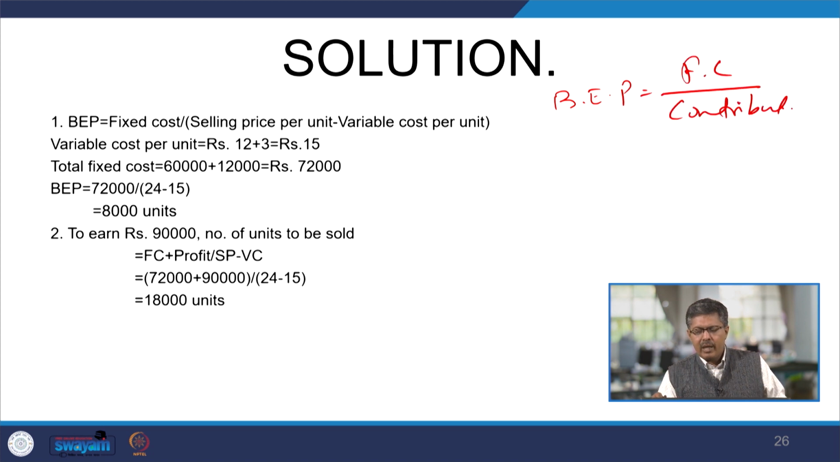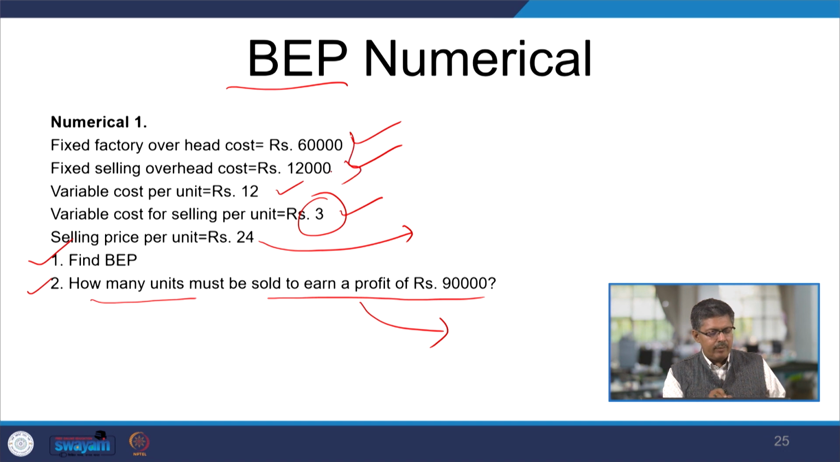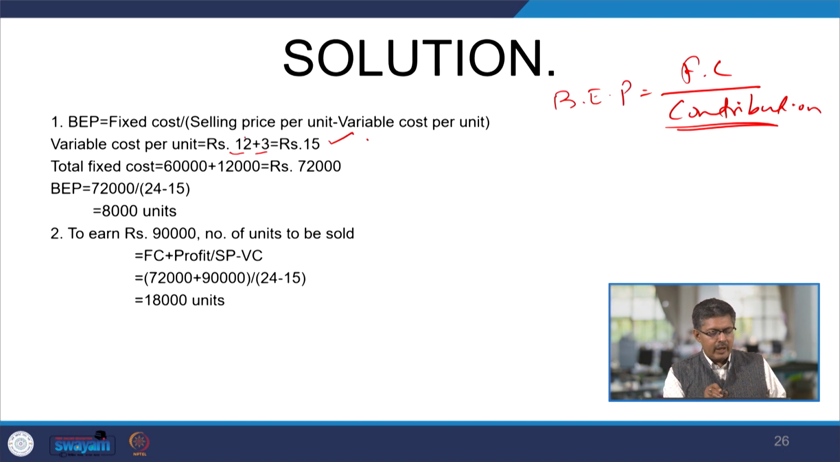So, per product how much contribution we are gaining, and that will be divided across the fixed cost. Okay. So, variable cost is 12 rupees plus 3 rupees marketing or selling cost. So, total is 15. Total fixed cost that we have seen is these two, right, selling overhead and factory overhead. So, that comes to 72,000.